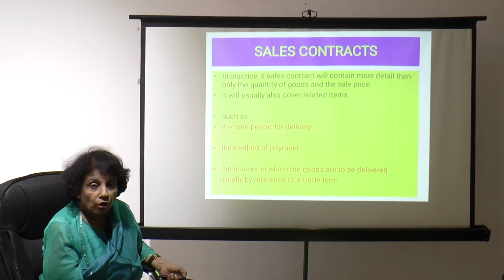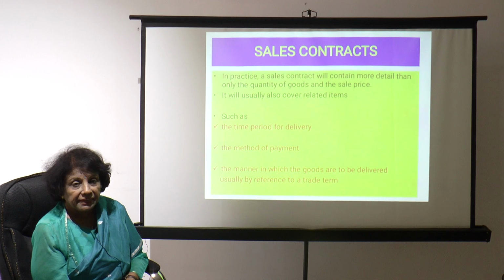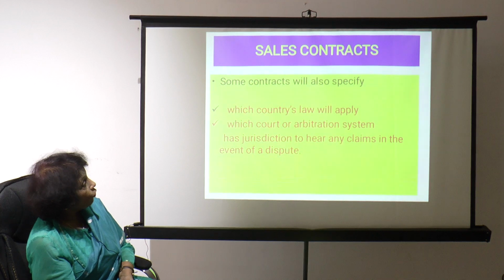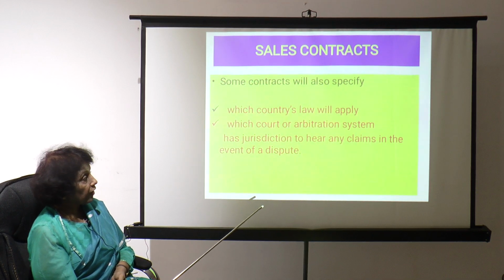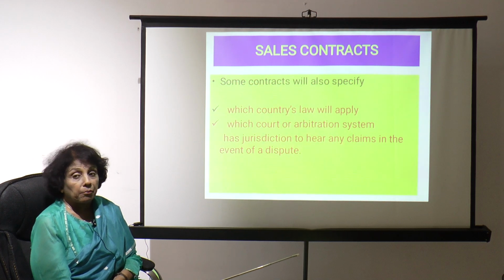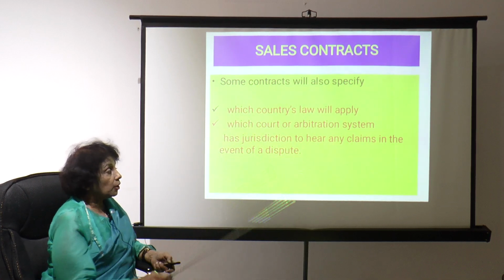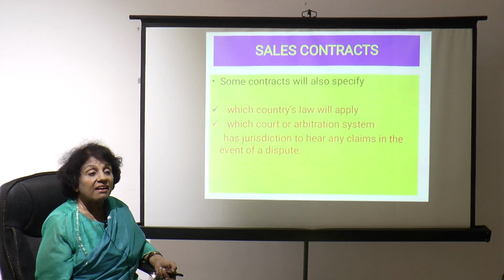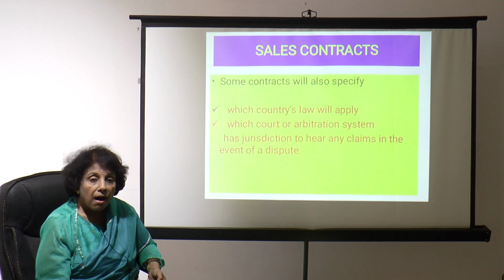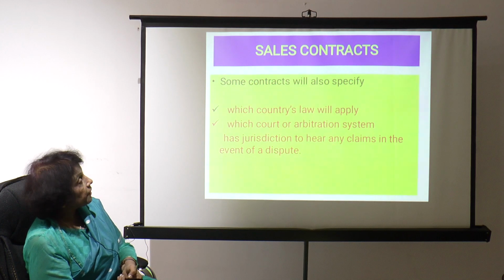Which are the elements in a sales contract? Time period for delivery, method of payment, and the manner in which the goods are to be delivered, that is usually associated with the trade term. Some contracts will also specify which country's law will apply, and which court or arbitration system, which jurisdiction, in case there are any claims or disputes. All this has to be very clearly marked in a sales contract.